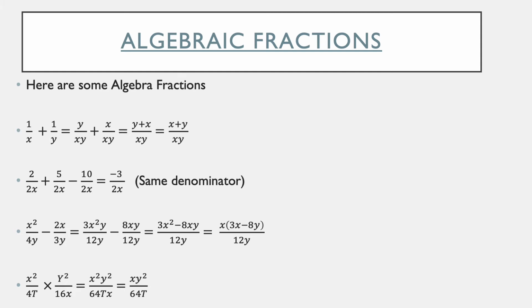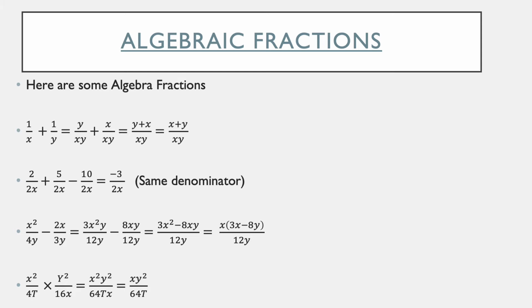Next one, guys. x squared over 4y minus 2x over 3y. The lowest common multiple here is 12y. I think I've done this right. So I got 3x squared, times it by 3. Yeah, that's fine. So x squared times 3 is 3x squared, and then I've got minus 8x, which is equal to 3x squared minus 8x over 12y, which factorizes to x brackets 3x minus 8 all over 12y.